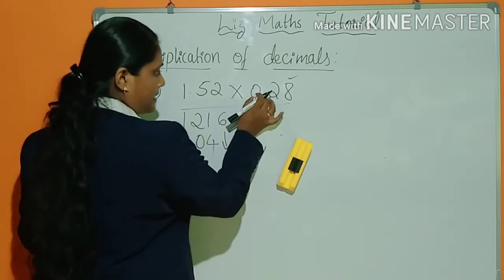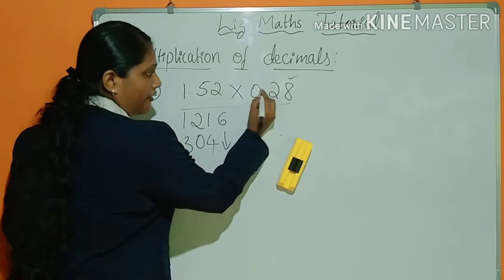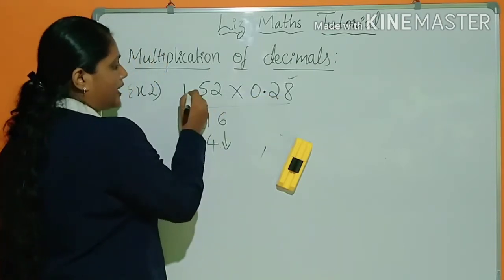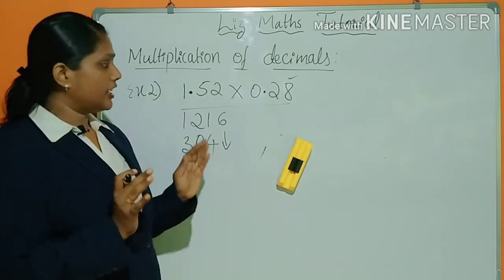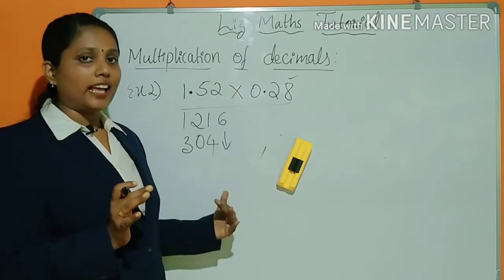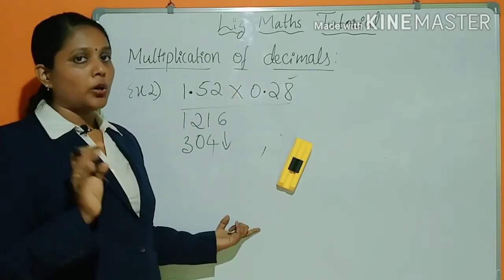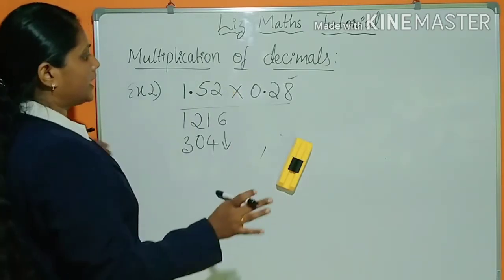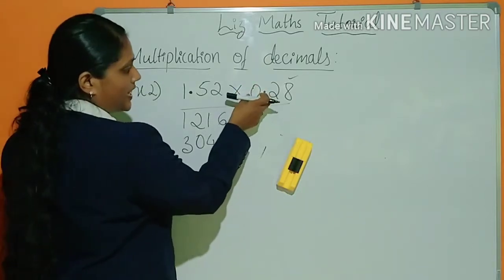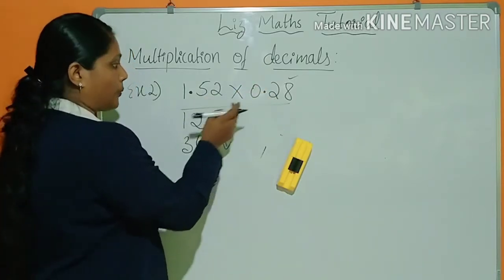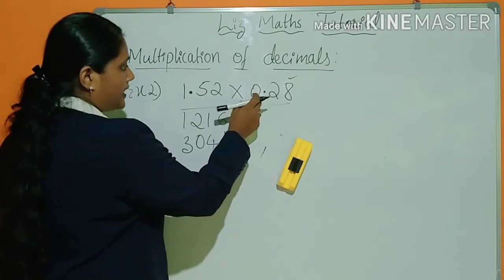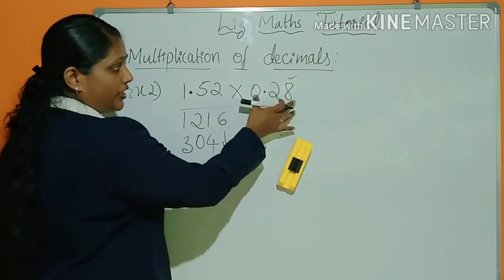Next go with the next place. Here you can find a point, and here also you can find a point. You have to take the point at the last. After getting the product you have to put the point. Got it? So here leave that point. Now which is the next number? You can find here 0. Multiply with the 0. See, this is in the 100 place if you go for it.